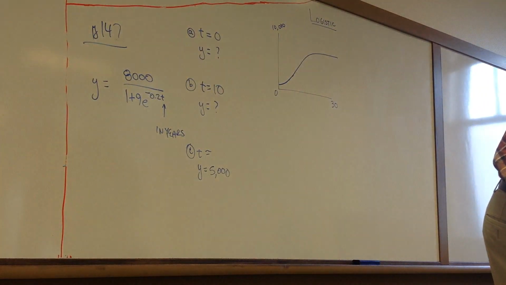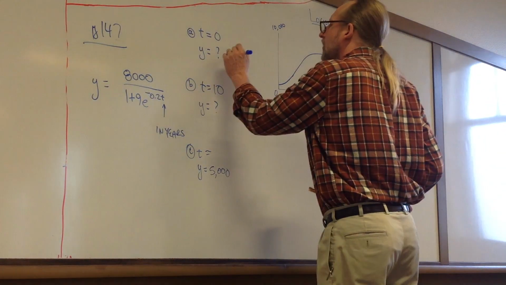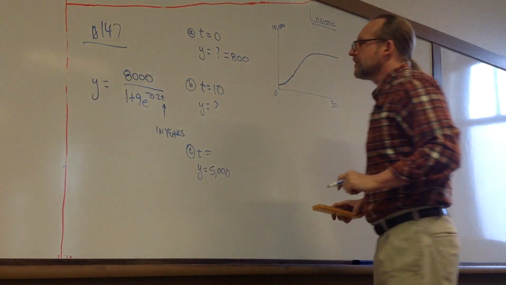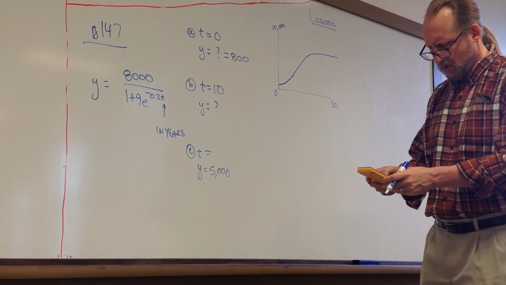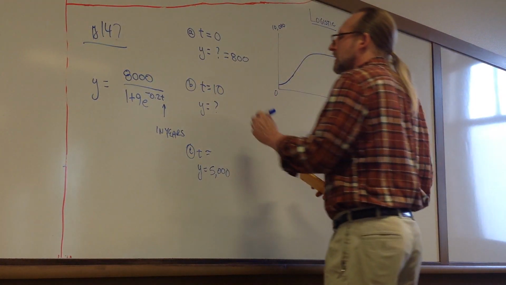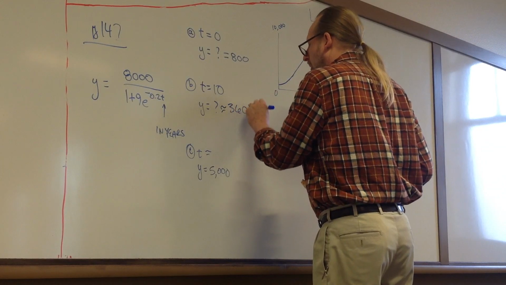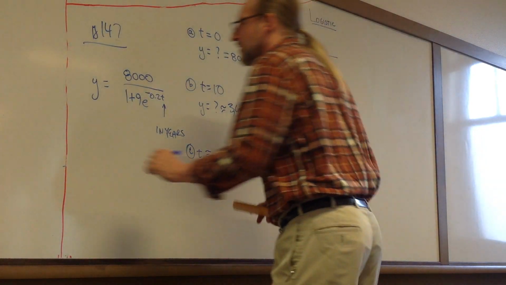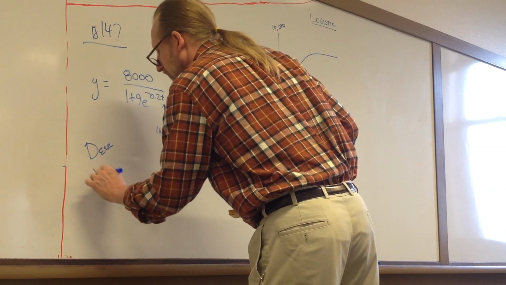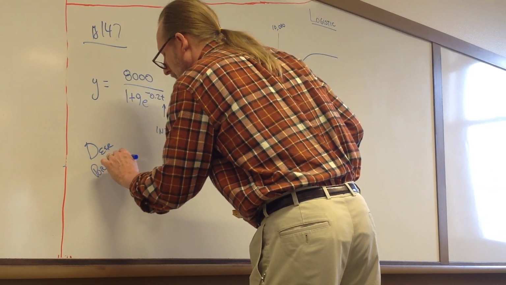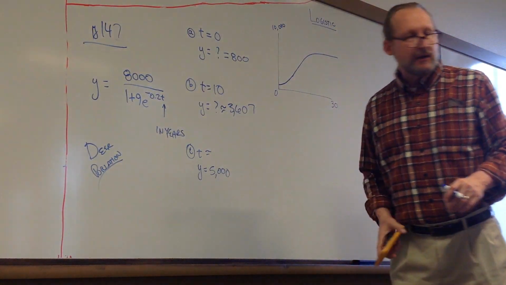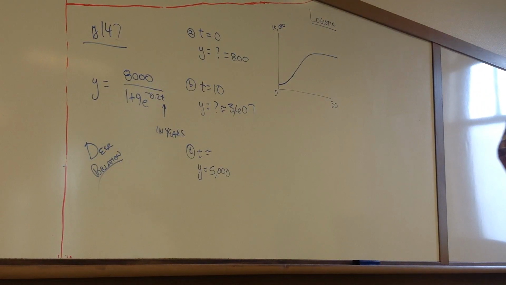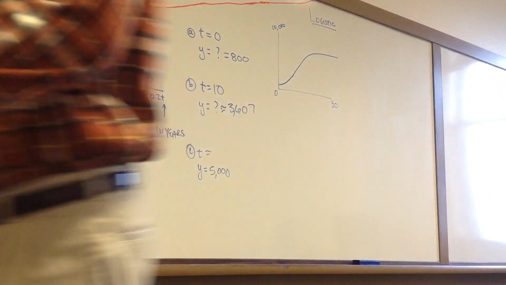Oh, I think we saw that in the table a few minutes ago. Our y was equal to 800. At t equals 10, that's also in the table, and that's where y was about 3,607. And we're talking about deer population here. Okay, and then that last one, how long does it take for there to be 5,000 deer? And this one, again, we're going to solve this the same way we did in that other example.